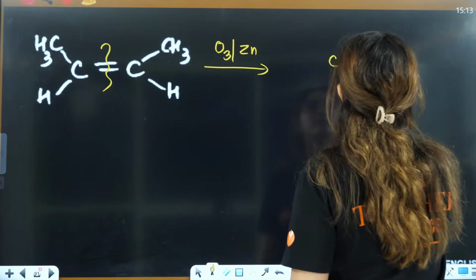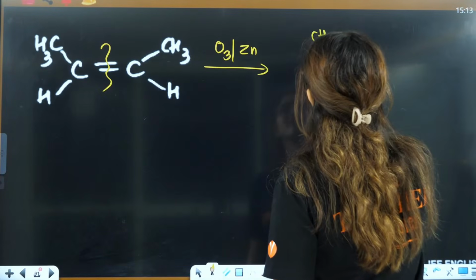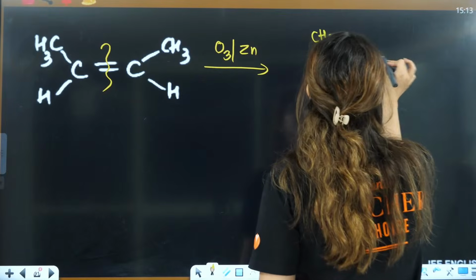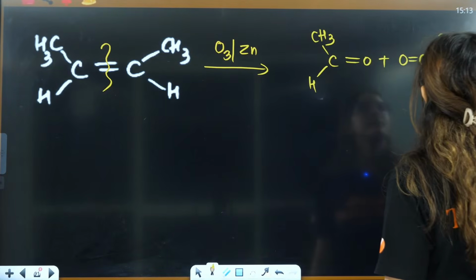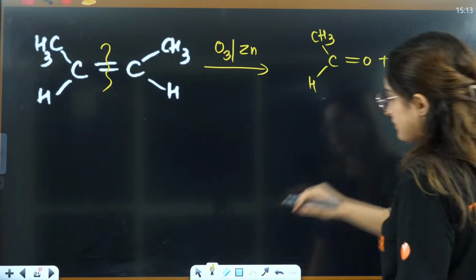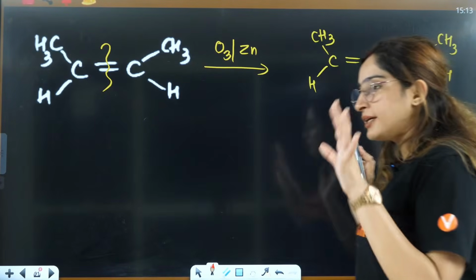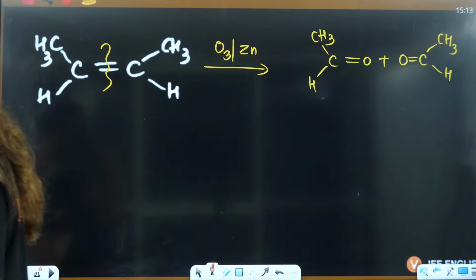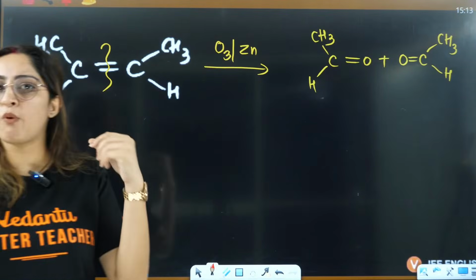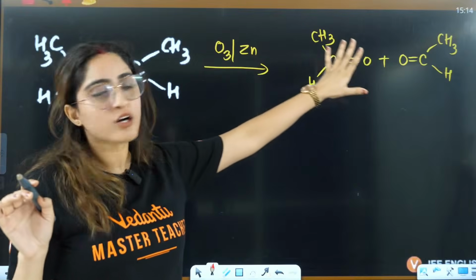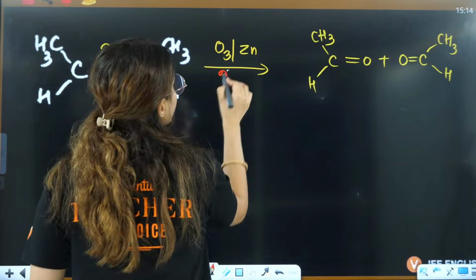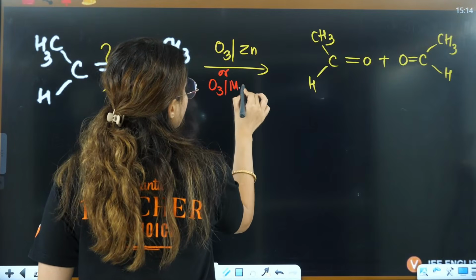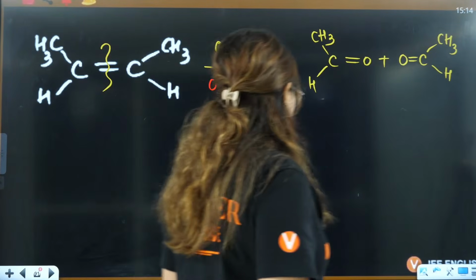O here. This is double bond O, CH3, this is H. This is double bond O, this is CH3 and this is H. Break the double bond, attach double bond O. This is the product of reductive ozonolysis. Or they can also give you O3 with Me2S here. You will have the same answer.